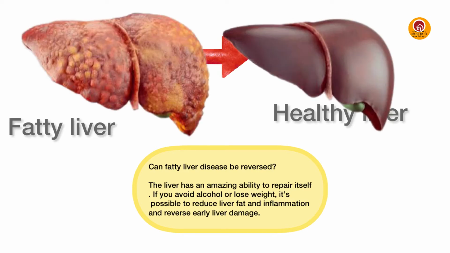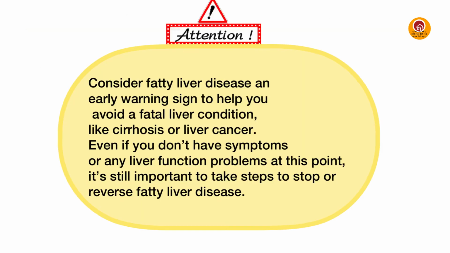After knowing the symptoms, let us see if we can reverse this disease. The liver has an amazing ability to repair itself. If you avoid alcohol or lose weight, it's possible to reduce liver fat and inflammation and reverse early liver damage. Consider fatty liver disease an early warning sign to help you avoid a fatal liver condition like cirrhosis or liver cancer. Even if you don't have any symptoms or any liver function problems at this point, it's still important to take steps to stop or reverse fatty liver disease.